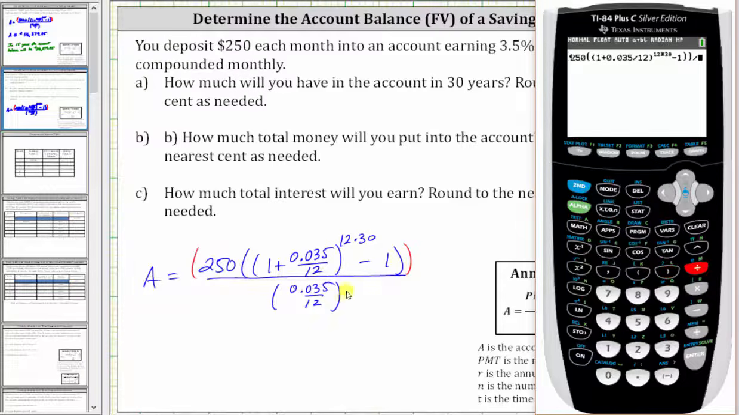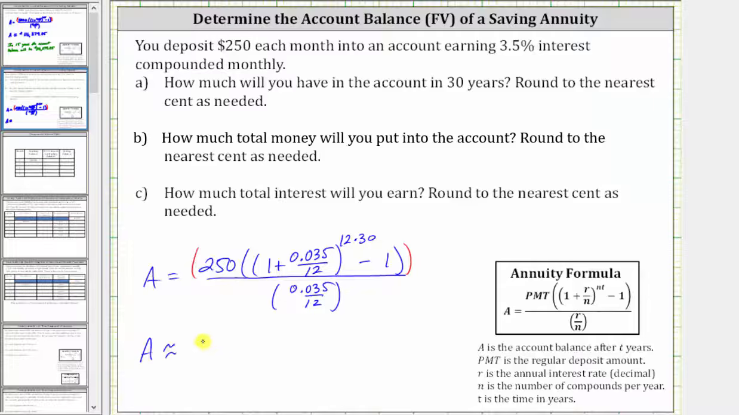And then we have divided by, in parentheses, 0.035 divided by 12, and enter. To the nearest cent, the account balance is $158,853.19. So now we know in 30 years the account balance will be, again, $158,853.19.